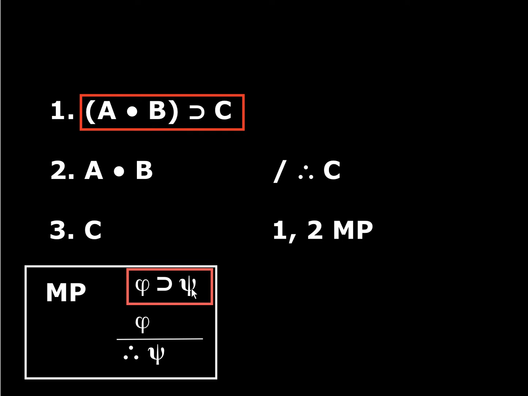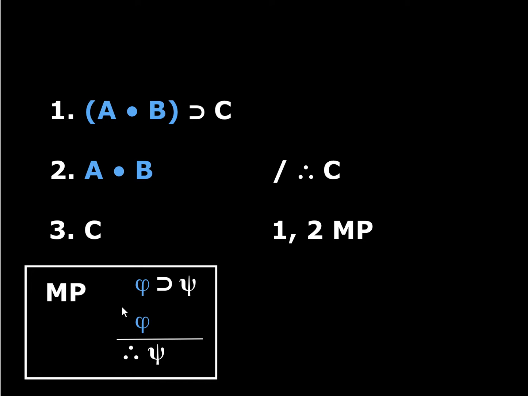So I have to have a conditional, but that's not all. I need one other thing. What do I need? I need the antecedent of that conditional. Okay, if phi then psi, and I've got the antecedent here. Well, look, I've got the antecedent of that conditional right here. So I have the two things the rule says I need. I've got a conditional. I have the antecedent of that conditional. Okay, I have both of those things on their own lines.